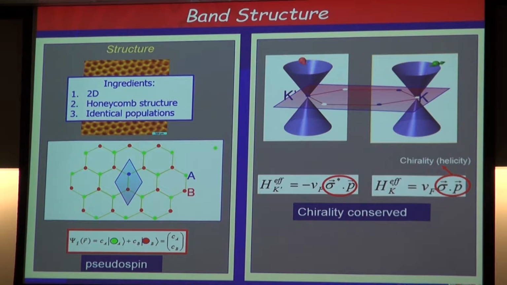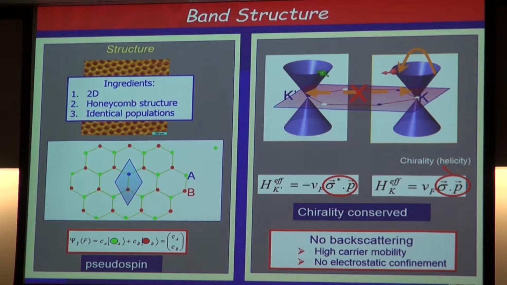So chirality is conserved, and as a result, you cannot scatter between the two cones. So you cannot backscatter between the two cones. Something else that is conserved, see that I have a color code here. Green means the green sublattice, red means the red sublattice. And as a result, you cannot have backscattering within a cone either, because the wave function would have to move from the green sublattice to the red sublattice. So there's no backscattering. As a result, we have this strong selection rule against backscattering, and that's why the carrier mobility is high, and that's why we cannot confine them with electrostatic potentials.